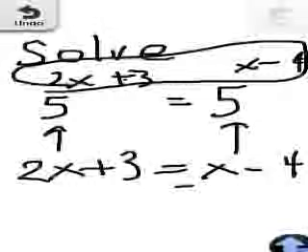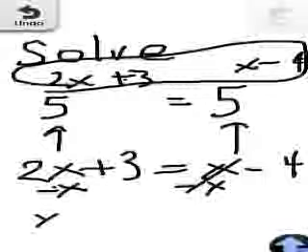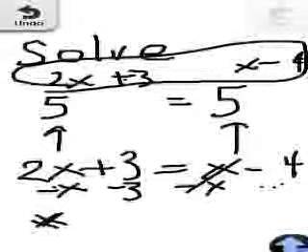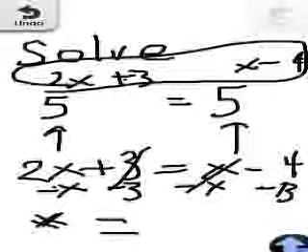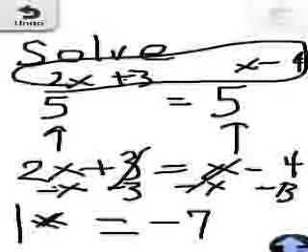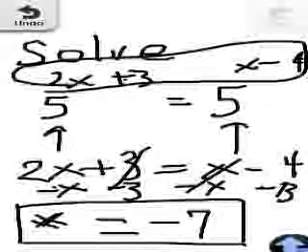Subtract x from both sides. Alright, so you have x. Subtract 3 from both sides. So x is equal to -7. And then you can check your answer. See on the top, 2 times -7 is -14 plus 3, -11. And then on the other side, -7 minus 4 is -11. See, so this is correct.